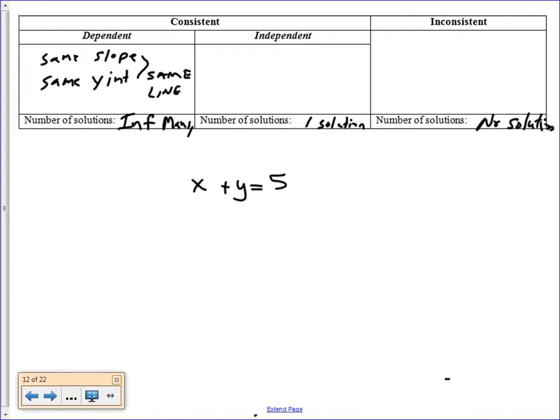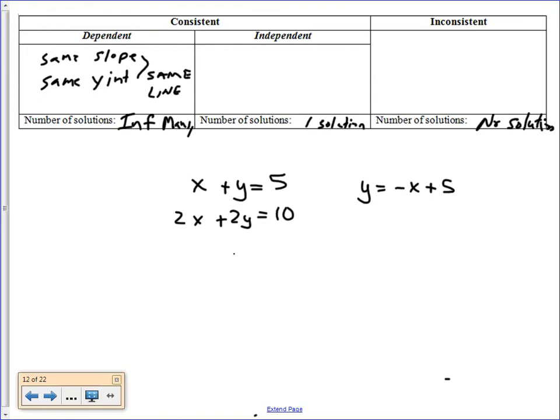If I said x plus y equals 5, and then I made my second line by saying something like 2x plus 2y equals 10, this would be an example of a dependent system. The reason it would be dependent is because, look, if I solved this equation for y, I got y equals negative x plus 5 for that equation.